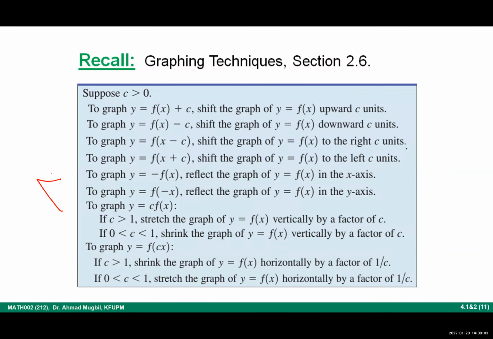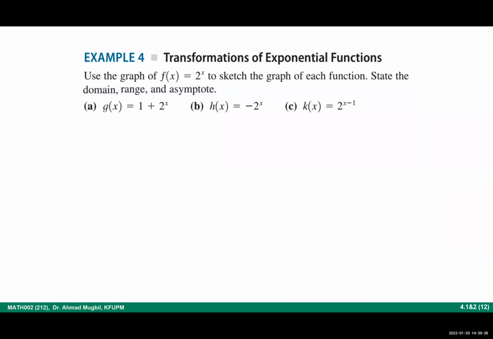You need to remember the properties of transformations of functions, or in other words, the graphing techniques. This is shifting: up, down, right, left, reflection in the axes, and this is stretching and shrinking. It depends, vertically or horizontally, or depends on C, if it is greater than 1, less than 1.